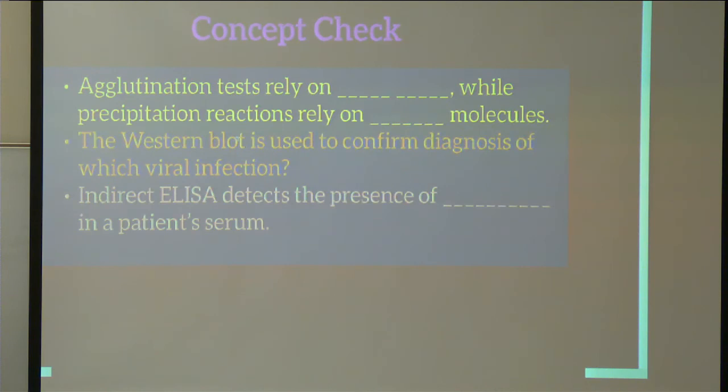Western blot. That is used to confirm diagnosis of which viral infection? HIV. Very good. Indirect ELISA. What are we looking for in that patient's serum? Are we looking for antibodies or antigens? Antibodies. Yes. Indirect is for antibodies. Direct is for antigens.